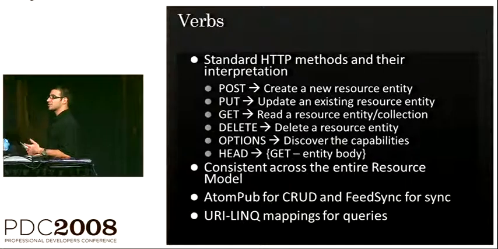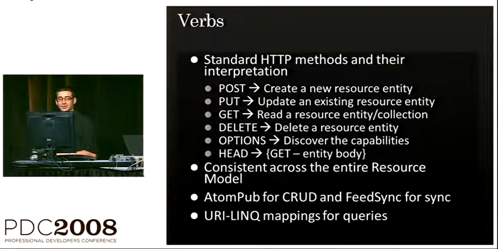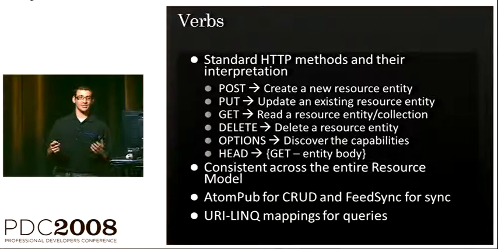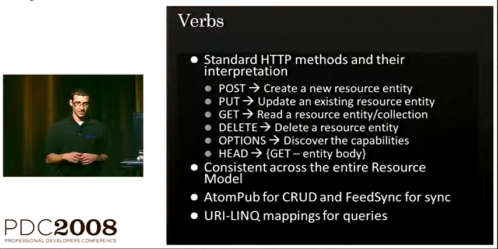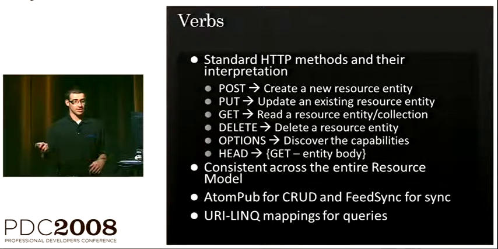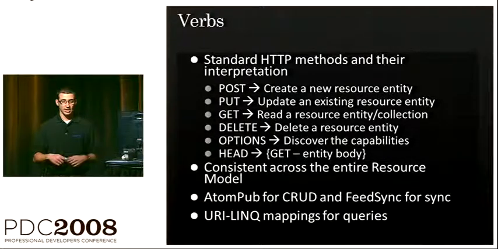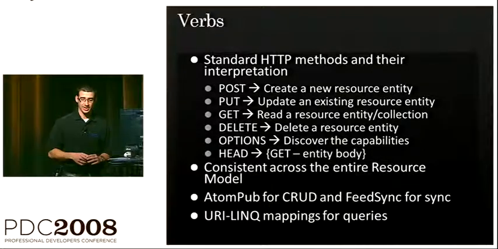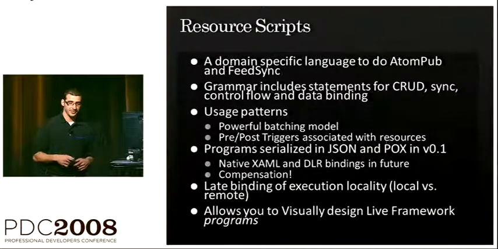We'll talk about some verbs. Very basic, and this is how we interpret them. So post, create a new resource. Put, obviously, update a resource. Get, delete, and the options verb for introspection. And head, of course, if you want to get without the entity body for some odd reason, if you choose to use that. We have a pretty consistent model for dealing with all these verbs across all these resources. We use AtomPub for CRUD as the model you use to talk to us, and FeedSync when you want to move data back and forth between our system with conflict resolution, tombstoning, all that good stuff, and of course, link.